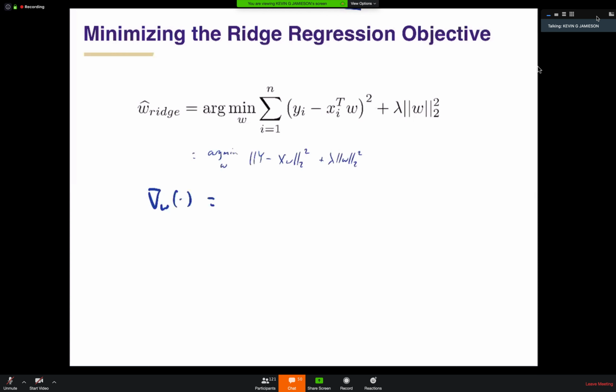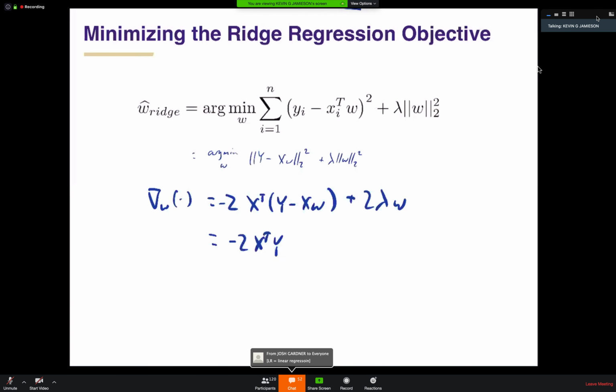And that's going to be our friend. And just 2 x transpose y minus, oops, we got minus here, xw plus 2 lambda w. And now this is going to be minus 2 x transpose y plus 2 x transpose x w plus 2 lambda w.